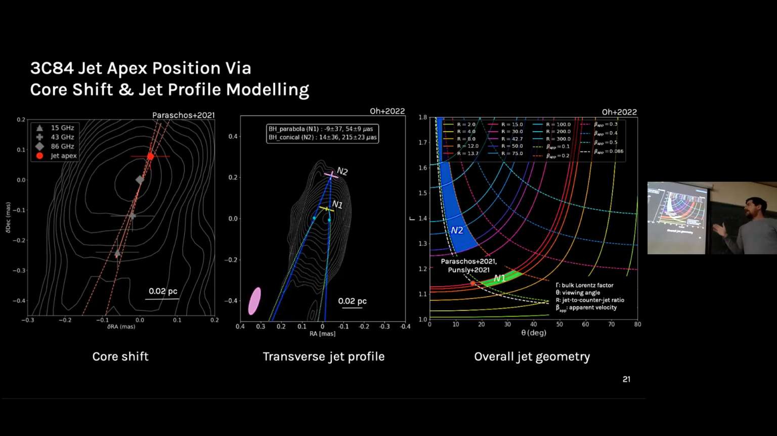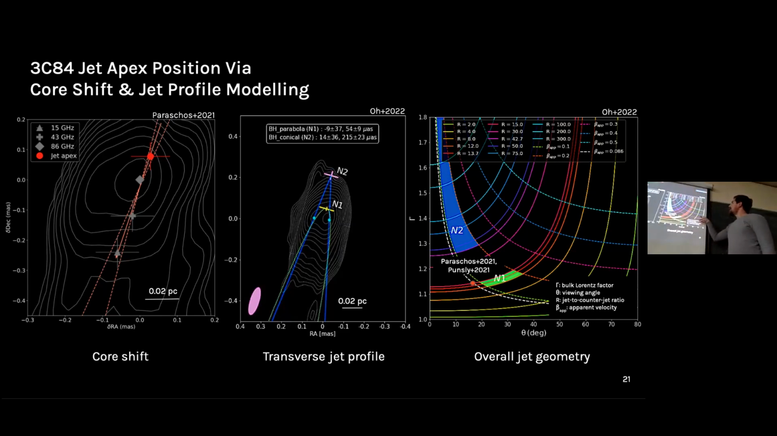This is very busy, so I'll try to explain it in detail. This is a plot of the bulk Lorentz factor versus the viewing angle. And as you can see here, we have two types of lines in there. The continuous lines correspond to the jet to counterjet ratio. To find the jet to counterjet ratio, for example, for the parabola, we take a line which passes through N1, we sum the flux north of it, we sum the flux south of it, and we take the ratio.